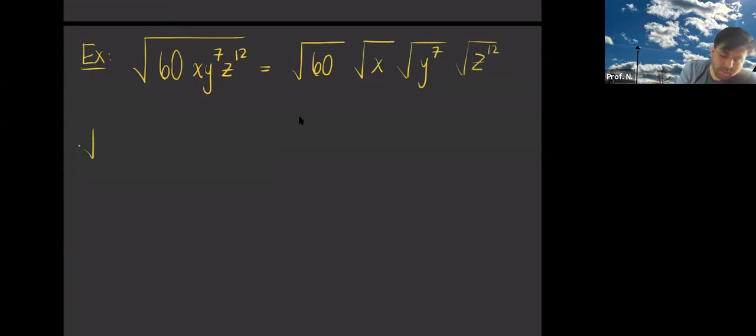So square root of 60. Can I break down the square root of 60 as a product of two numbers? What two numbers multiply to 60 where one of them is a perfect square? Does anybody know the factors of 60 where one of them is a perfect square?